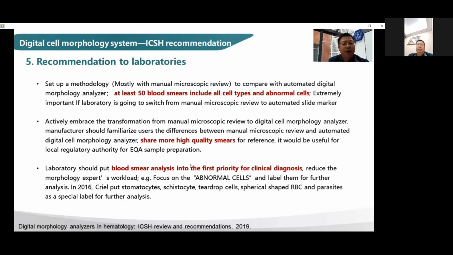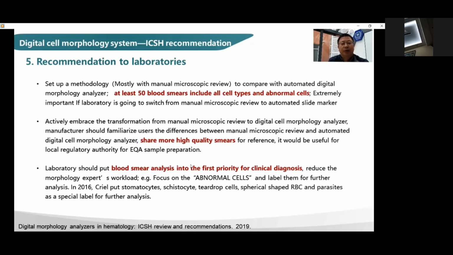First of all, you need to set up a methodology, mostly with manual microscopic review, to compare with the automatic digital morphology analyzer. You at least need to have 50 blood smears, including all cell types and abnormal cells. It is also extremely important that if a lab is going to switch from a manual microscopic review to an automatic slide maker, you need to guarantee you have some blood smears with all blood types and abnormal cells.